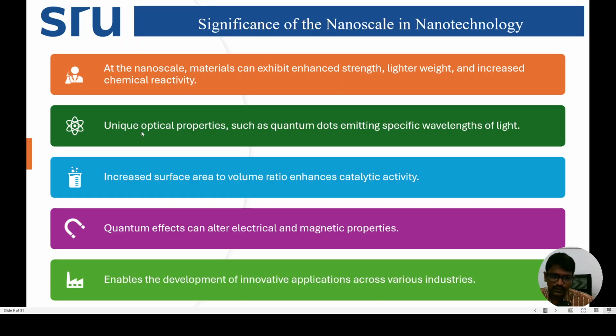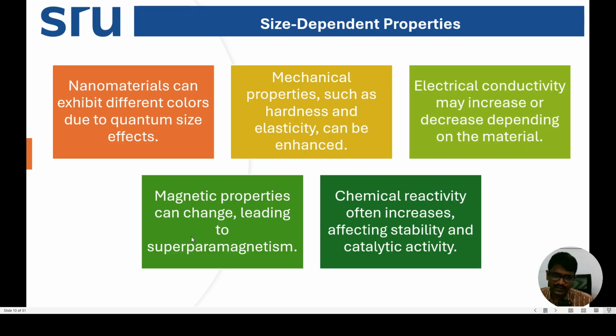Okay, see, unique properties, and what is the reason? Increased surface area to volume ratio. This is the main reason. And the second one, quantum effects, quantum confinement. Size dependent properties. We have discussed it, right? Mechanical properties will change, electrical properties will change, magnetic properties will change, chemical properties will change, right?